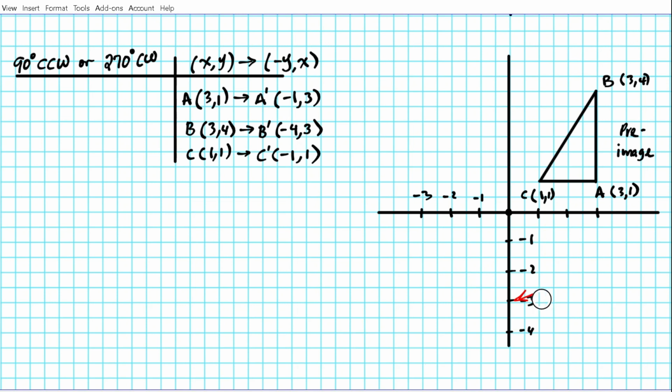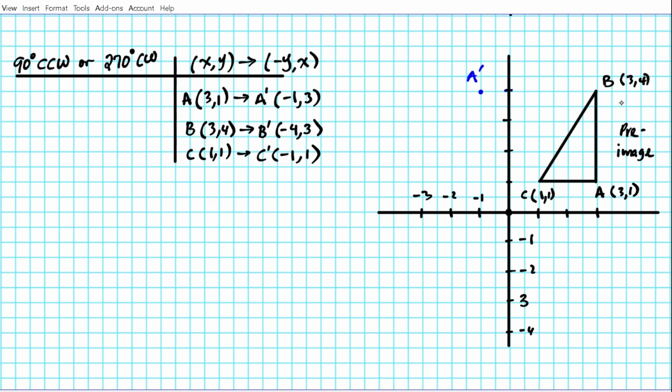We're gonna graph it, so hopefully you can visualize what that looks like. 90 degrees counterclockwise is gonna take us to quadrant 2. All right, we're gonna spin it in that direction. So let's go ahead and do that. Start with, just graph the vertices, okay, and then we'll just connect the dots from there. A gets mapped to negative 1, 3. So A right here gets mapped to negative 1, 1, 2, 3. That's A prime. That's the image of A.